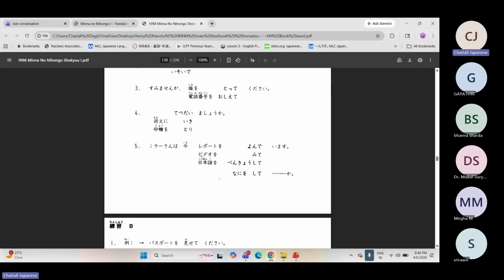Mira-san wa ima video o mitte imasu. So Mira-san is watching the video right now. Mira-san wa ima Nihongo o benkyou shite imasu. Mira-san is studying Japanese language right now. The question you can ask here is Mira-san wa ima nani o shite imasu ka? What is he doing right now? Whatever action he is doing.